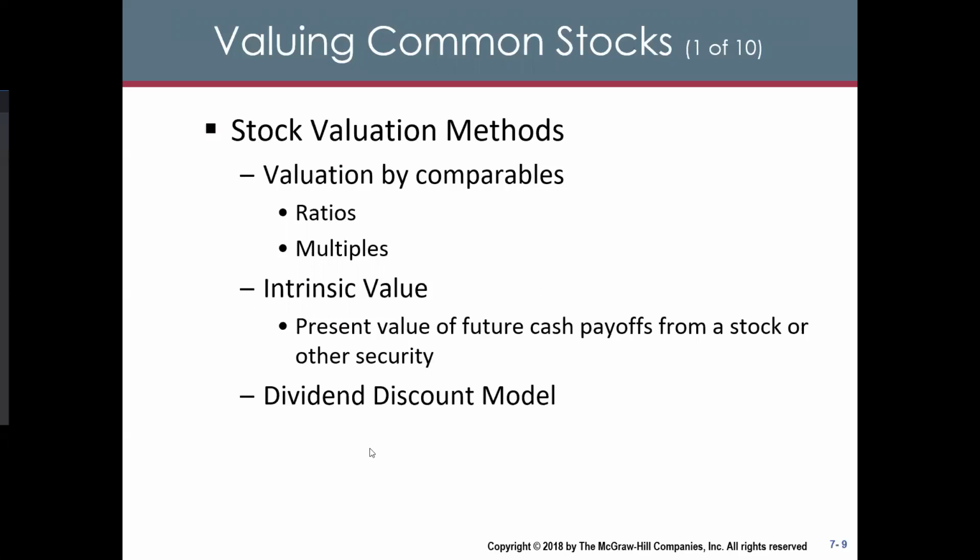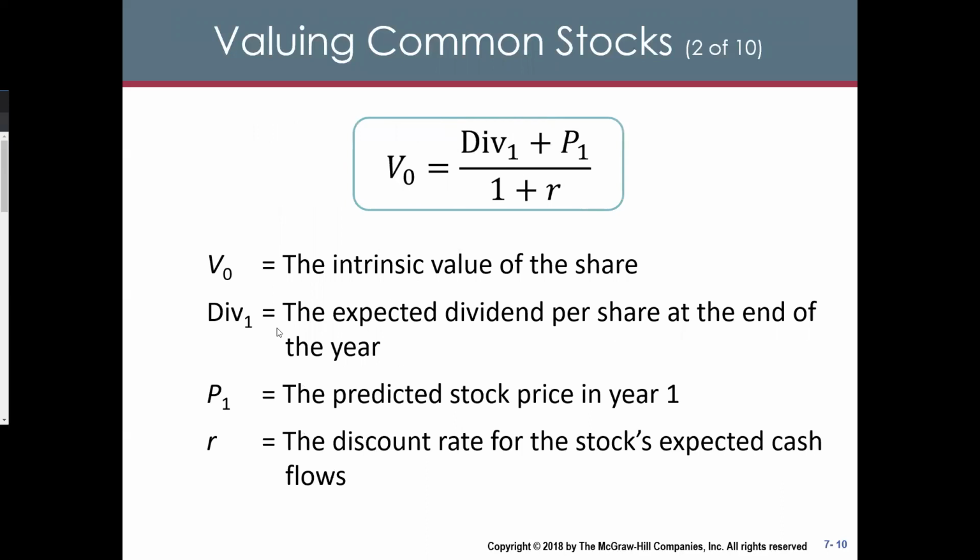Okay, let's get started with the intrinsic value. We call the intrinsic value V0 in this formula. You can take it as the present value of this stock, the value today. And we have an expectation for this stock. We expect it to pay a dividend at the end of the year. We call this dividend 1, DIV1, here.